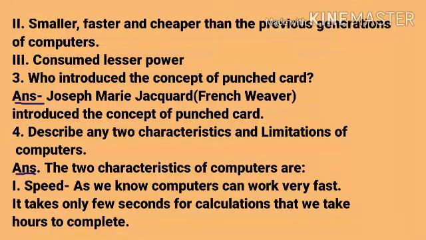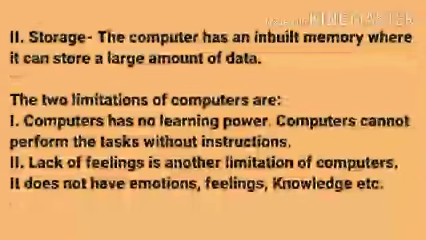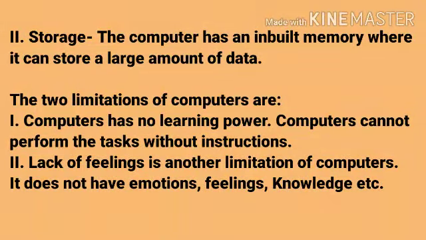Answer. The two characteristics of computers are: number 1, speed. As we know, computers can work very fast. It takes only a few seconds for calculations that we take hours to complete. Number 2, storage. The computer has an inbuilt memory where it can store a large amount of data. The two limitations of computers are: number 1, computers have no learning power. Computers cannot perform the task without instructions. Number 2, lack of feelings is another limitation of computers. It does not have emotions, feelings, knowledge, etc.